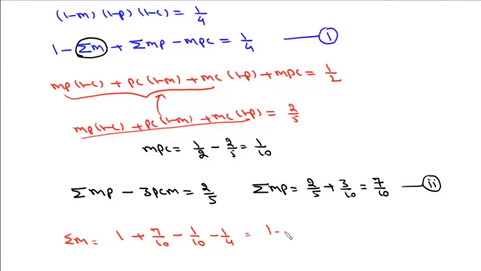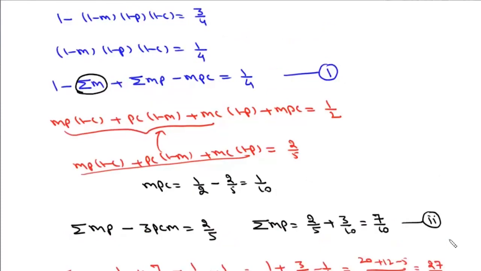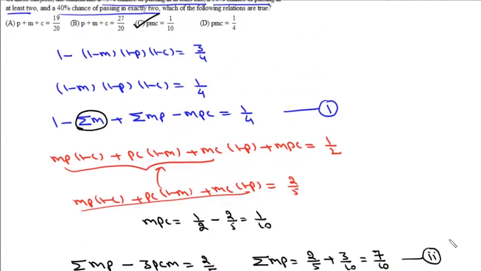So it will be 1 plus, and this is 6 by 10, and 6 by 10 is 3 by 5. So it will be 1 plus 3 by 5 minus 1 by 4. Now this is 20. 20 plus 12 minus 5, and there will be 27 divided by 20. So the value of M plus P plus C is 27 by 20, and that's your option B.